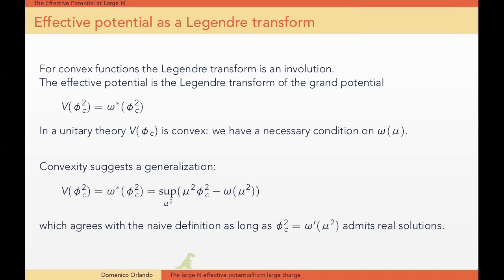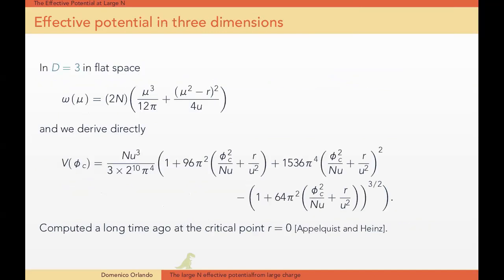Let me make an example. Let me consider as an example what happens in 3 dimensions in flat space. In 3 dimensions, flat space, the zeta function is very simple, just mu to the cube, which means that my grand potential is this thing here. I do a Legendre transform with respect to mu squared, and I get this function here, and that's the large N effective potential of the O(N) model in 3 dimensions. Full stop.